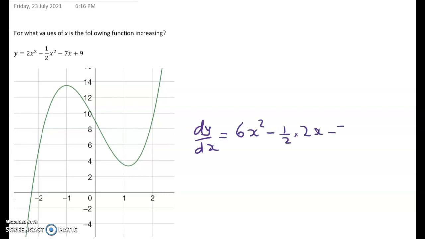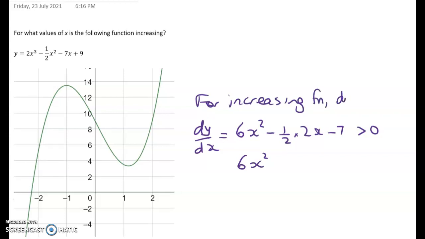So for what values of x is the following function increasing? So let's start by differentiating. dy by dx is equal to 6x squared minus x minus 7, and we need that to be strictly positive. We should write that in for an increasing function: we need dy by dx to be positive. Right, so 6x squared minus x minus 7, strictly greater than 0.